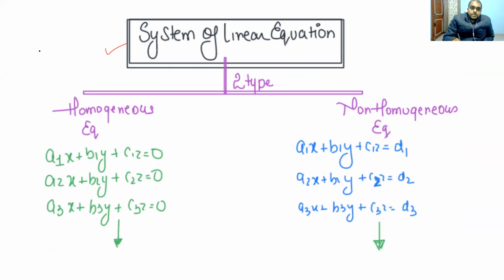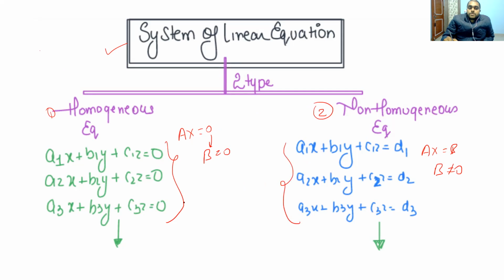Let me revise first. For a system of linear equations, there are two types: first is homogeneous and second is non-homogeneous. The form of homogeneous is Ax = 0, that means here b is equal to 0, and Ax = b with b not equal to 0 is the format for non-homogeneous equation.